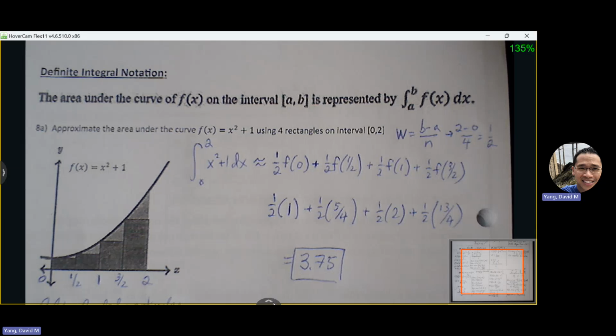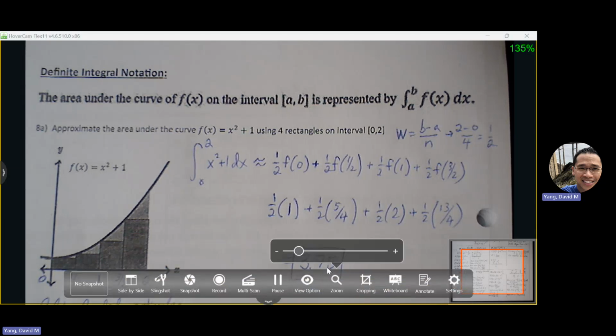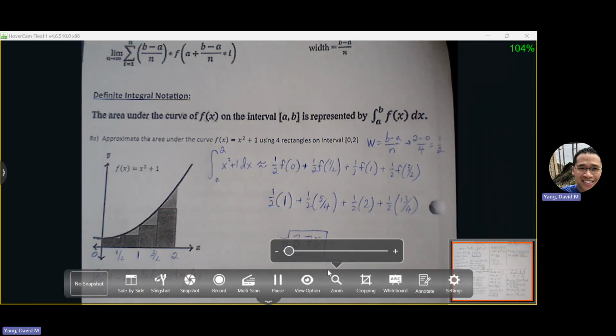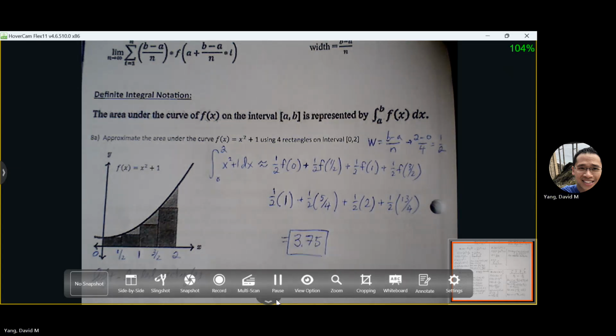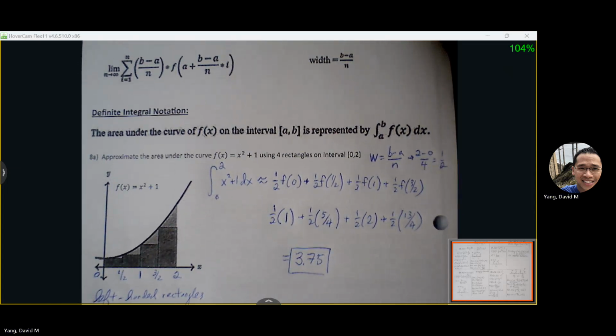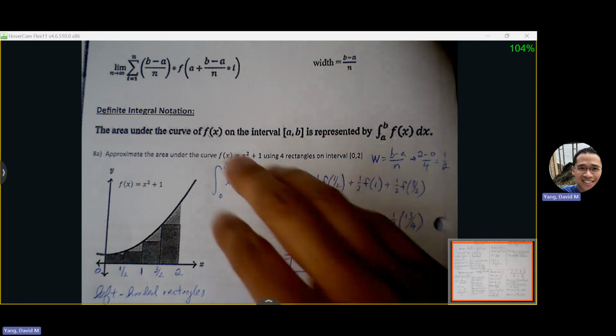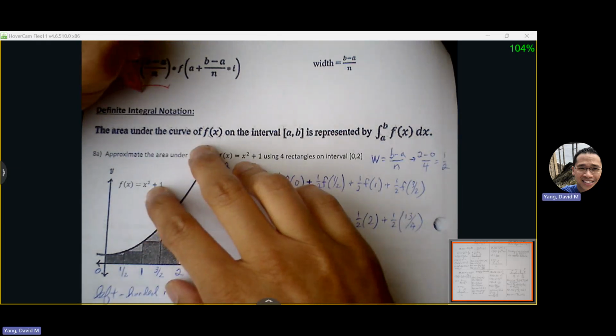Okay, so I want to use this to explain how the definition is accumulating an infinite number of rectangles. Everybody okay with the approximation using 4 rectangles and the function notation? Okay, so this is what the limit definition is doing. You have 2 components here: the width component, and then the height component.